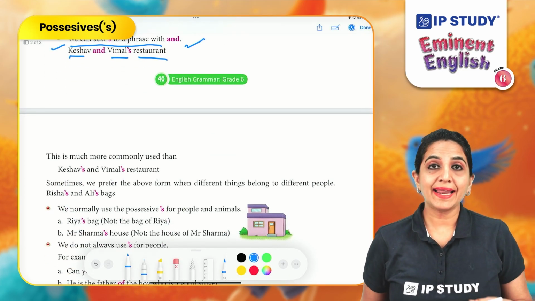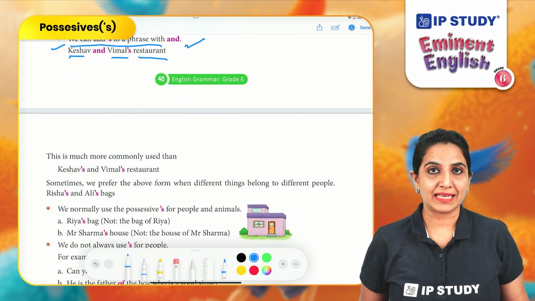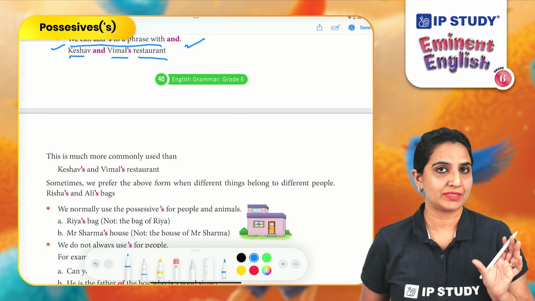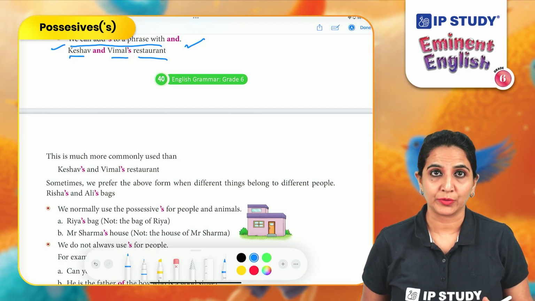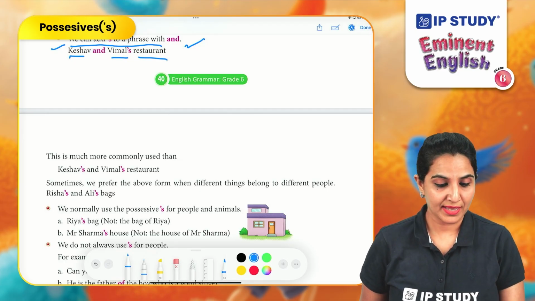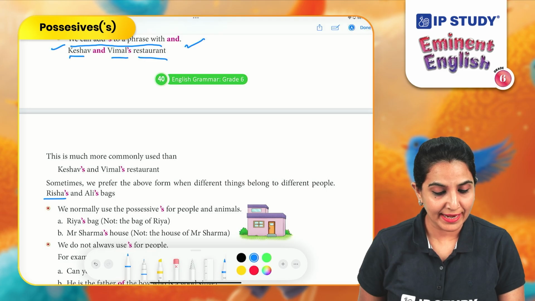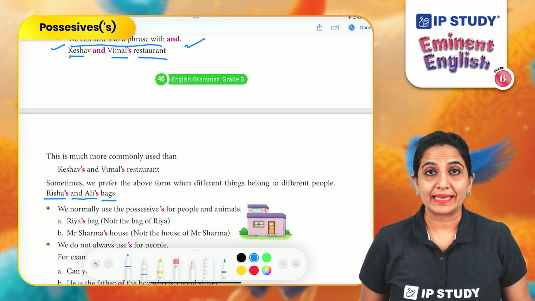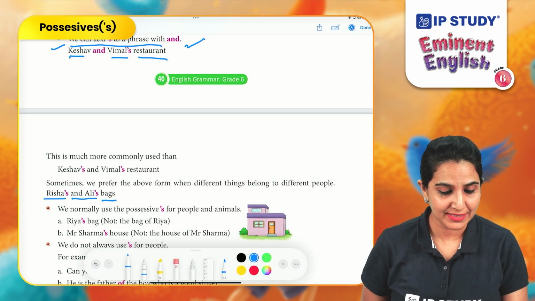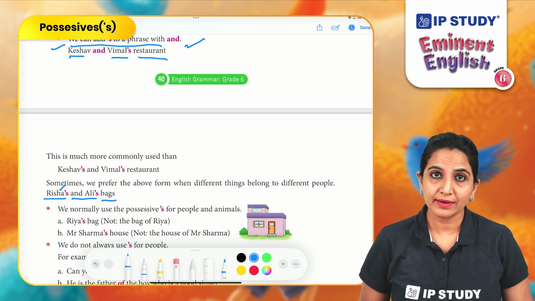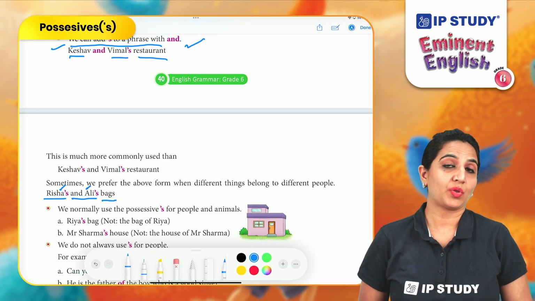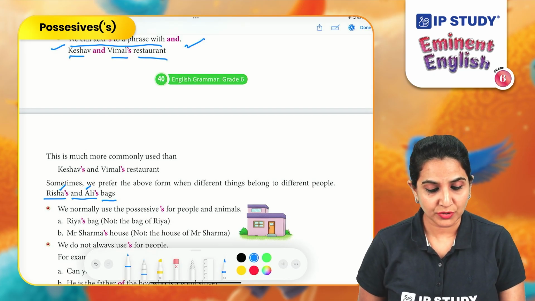Sometimes you can add apostrophe and S to both the words, before and after and as well. But what is that scenario? Let us understand. Risha's and Ali's bags. Now, in this case, you add an apostrophe and S to the noun before and as well as the noun after and. Why is that so? Because you're talking about two bags.